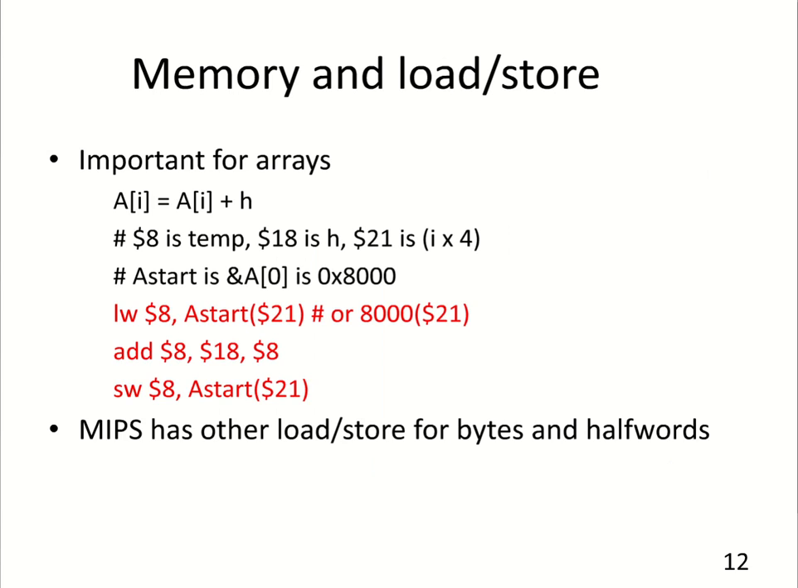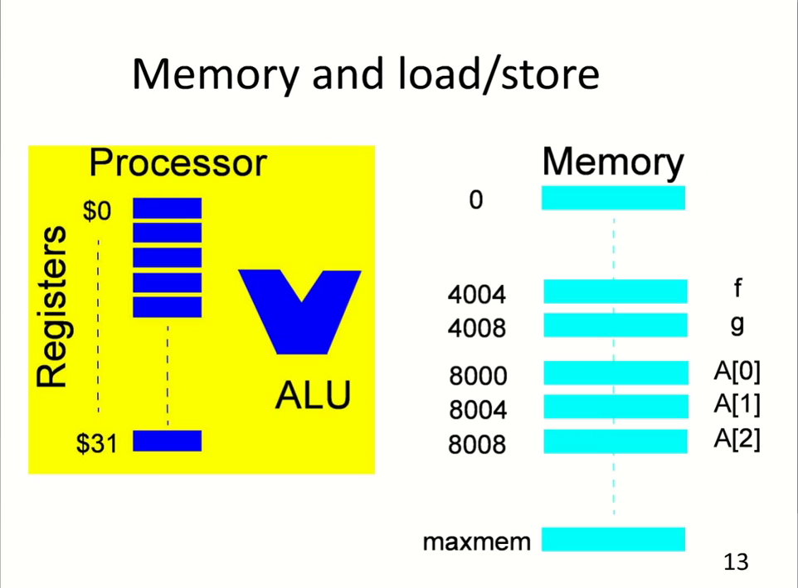MIPS also has additional load store instructions to deal with narrower data types like bytes and half words. Here again, we can then see how the example array A from the previous slide lays out in memory, where the first entry is at memory location 8000, the next location is at memory 8004, 8008, and so on. Now these values are incrementing by 4 because each entry in this array is not a single byte, but is actually 4 bytes making up a 32-bit integer.